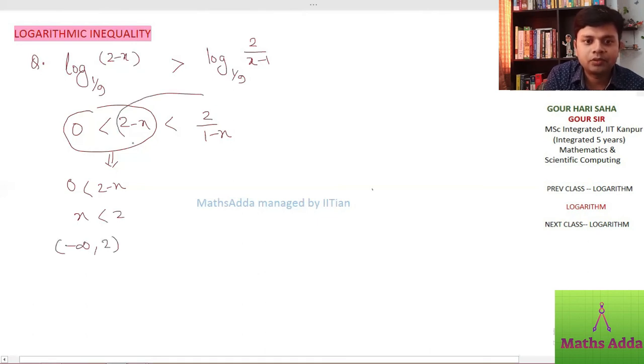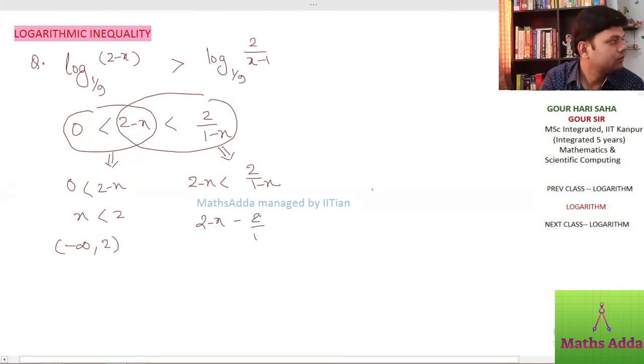For the second part we will have to solve this: 2 minus x less than 2 by 1 minus x. You cannot cross multiply. You remember I told you in sign scheme, in inequalities you cannot cross multiply. What you need to do is bring all the terms to one side. You must remember everything you learn. You must bring all the terms to one side.